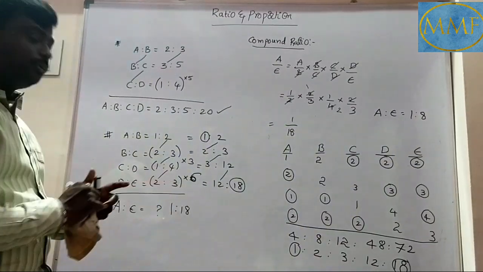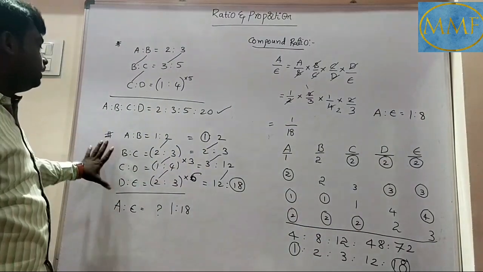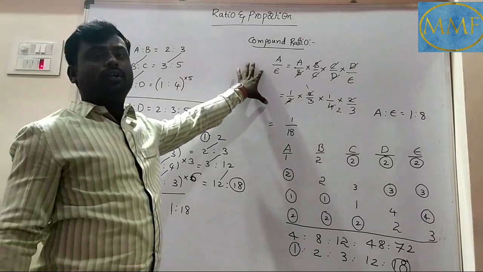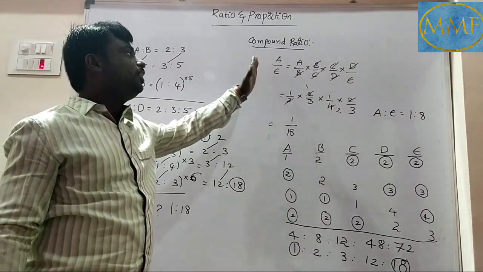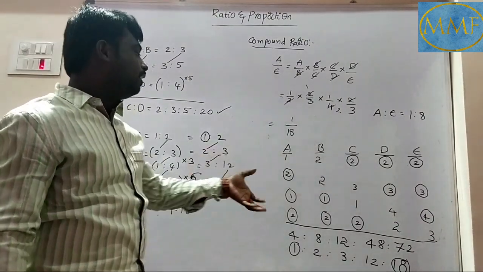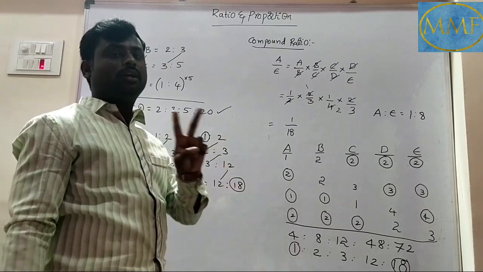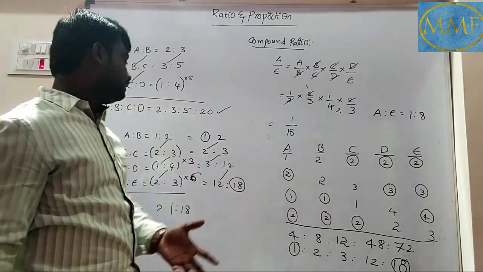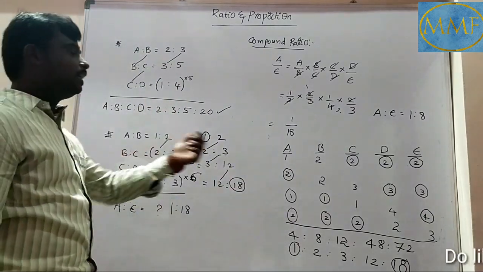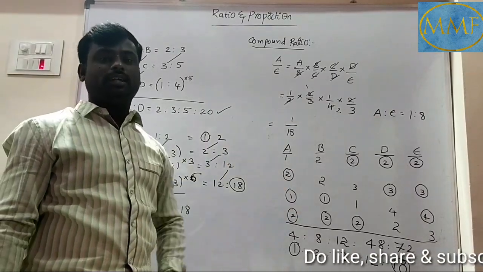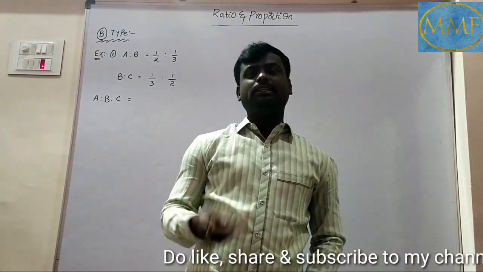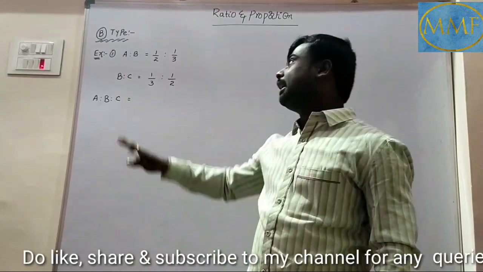Likewise, you can do any ratio by this way or by compound ratio. If we ask only A is to E, you can find it by the compound ratio method, or this regular method. You can follow these in any competitive exam, in your exam style, only method 1 and this method. Okay, right. Now we'll see basics type 2.